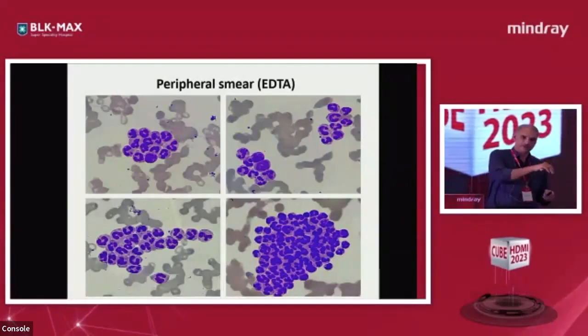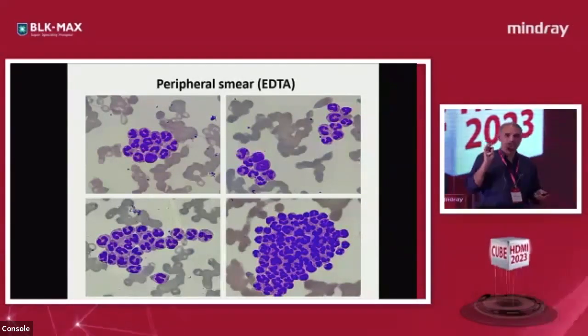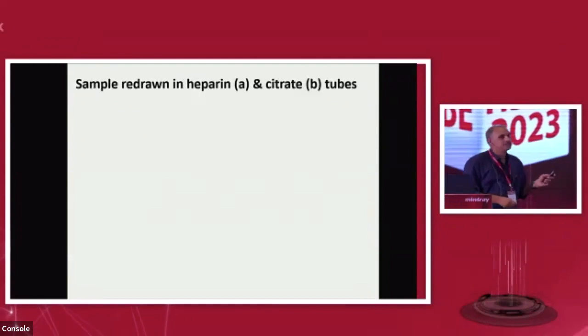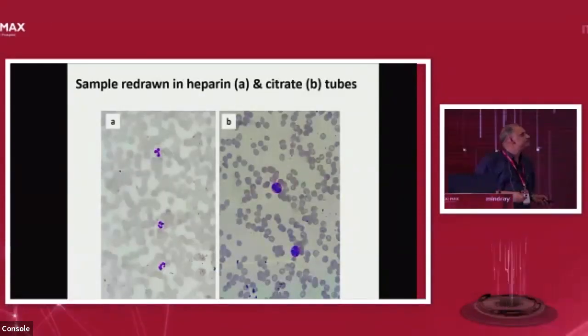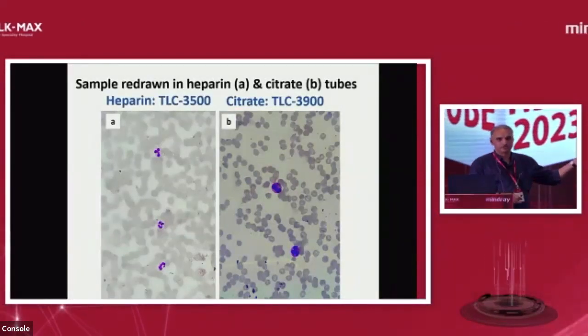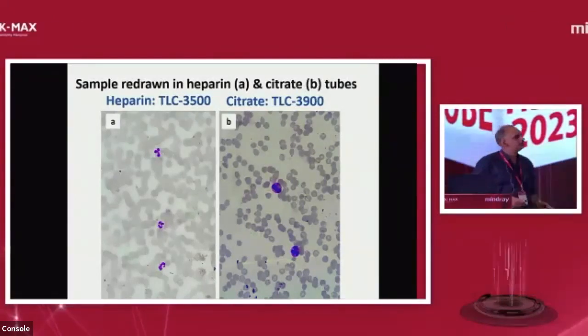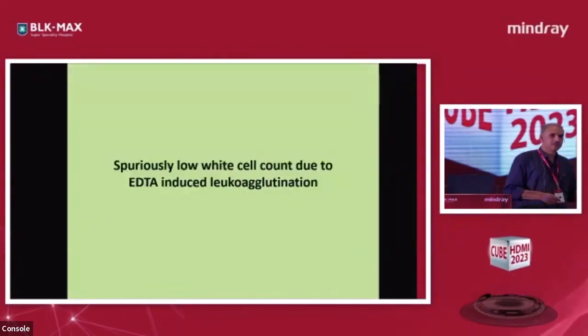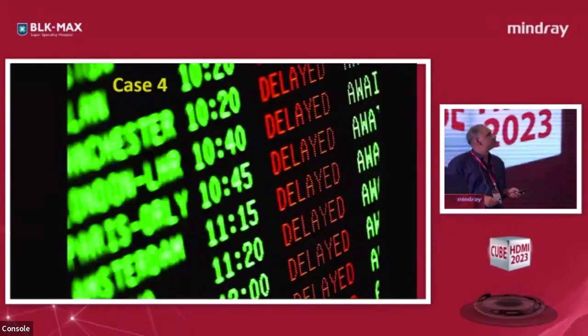We tried warming it to 37, did not open. Then the culprit always is EDTA. So we took the sample in heparin and citrate, and lo and behold, they opened up. And the count was almost double of what it was reported. Already leukopenic, now on the lower side, but double of what was reported. So spuriously low white cell count due to EDTA-induced leukoagglutination.